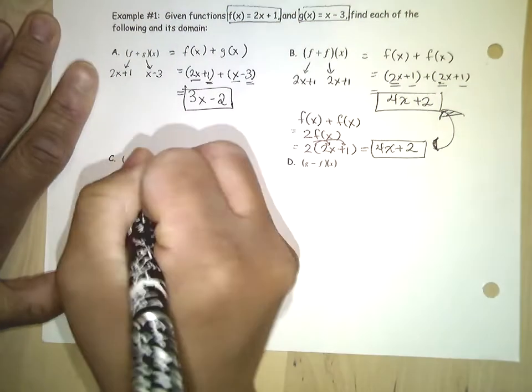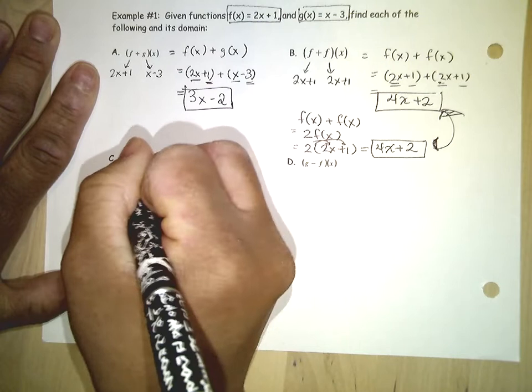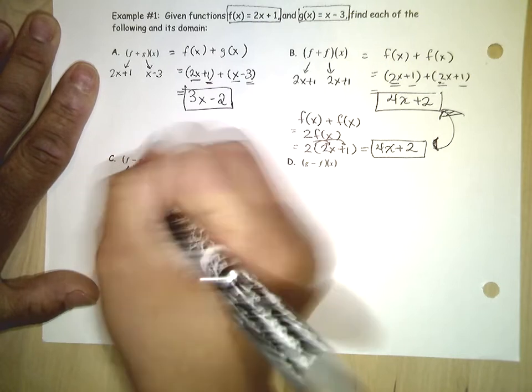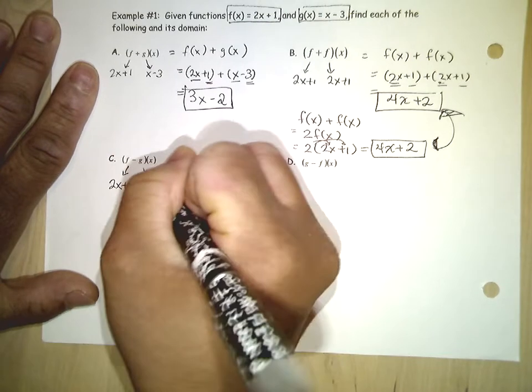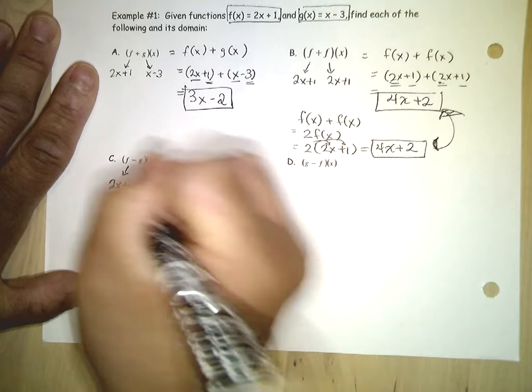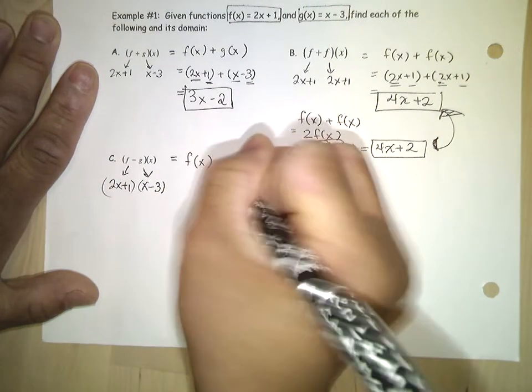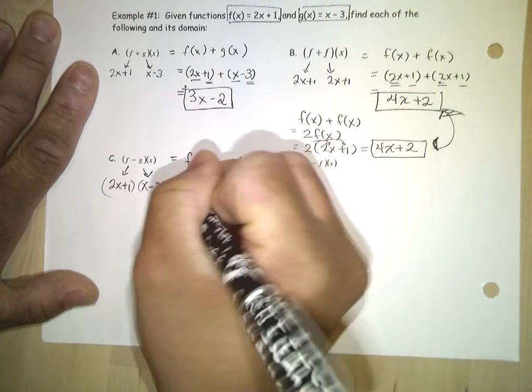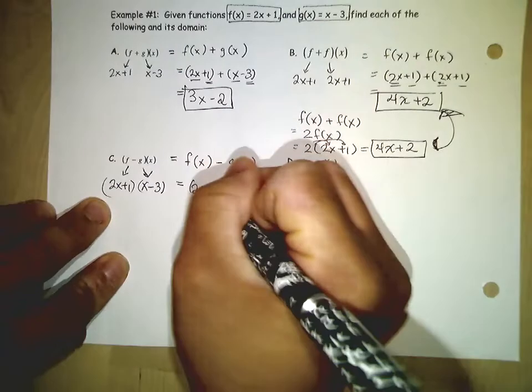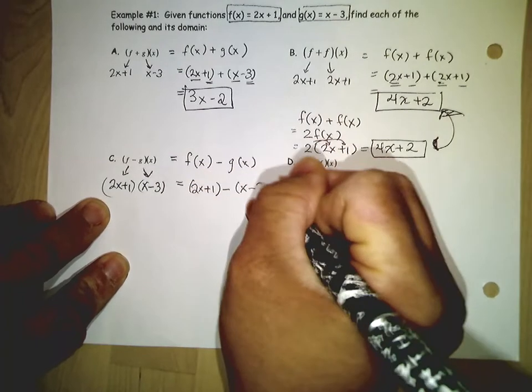All right, so C, (f − g)(x). f is 2x plus 1. g is x minus 3. Now, if you haven't noticed, in all of these other problems, when I'm writing this out, I'll write f(x) minus g(x), but this is 2x plus 1 minus x minus 3.